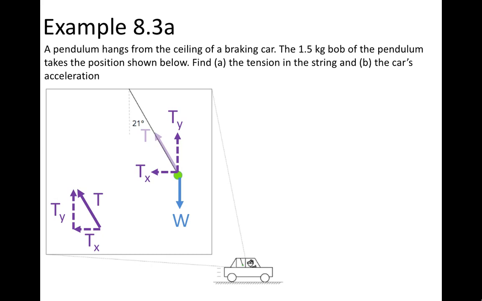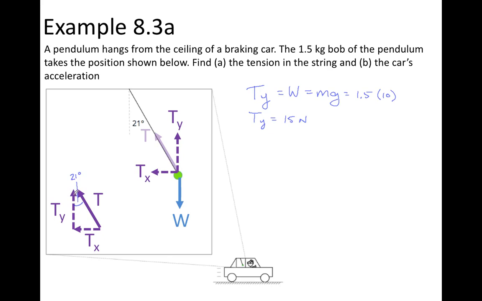So to start with, we know that the forces in the y direction have to be balanced. There's no motion vertically, so the vertical forces, Ty, and the weight have to be in balance. And we can calculate what that weight force is by multiplying the mass times g. We're given the mass as 1.5. g has a value of 10, so Ty is going to have a value of 15 newtons. We're given the angle with the y axis.